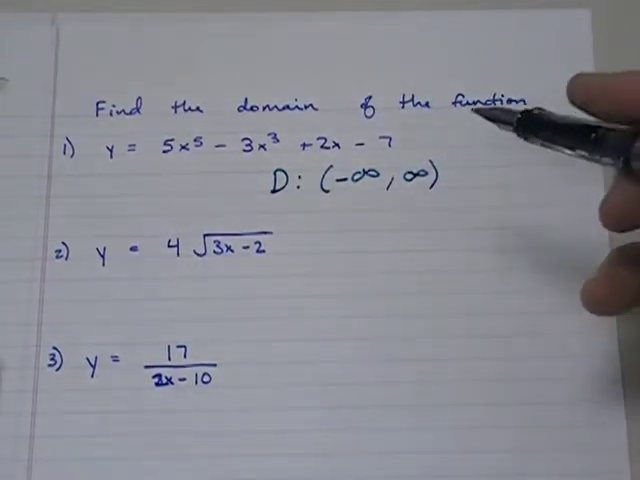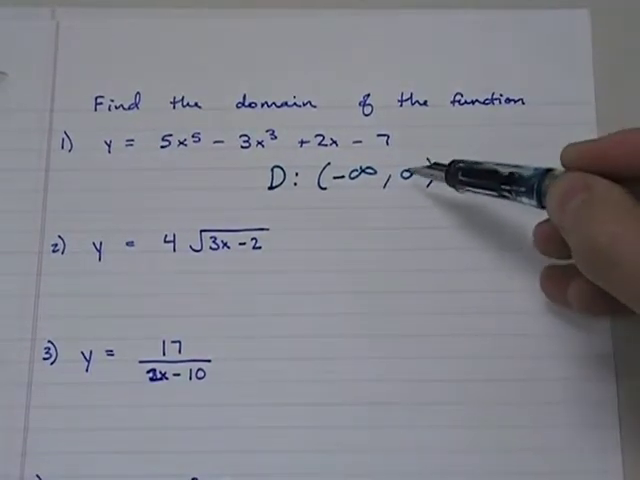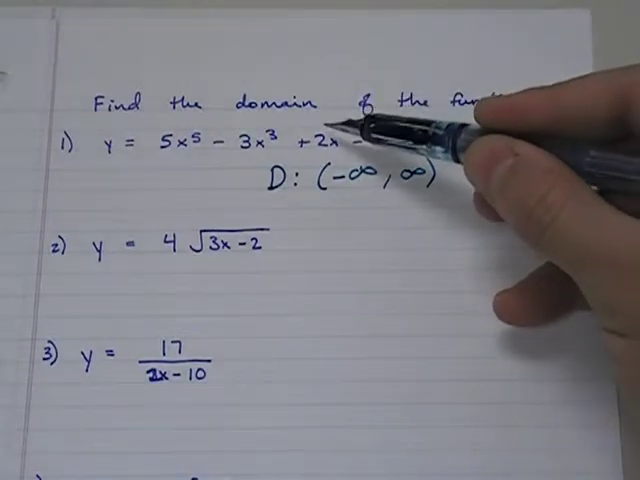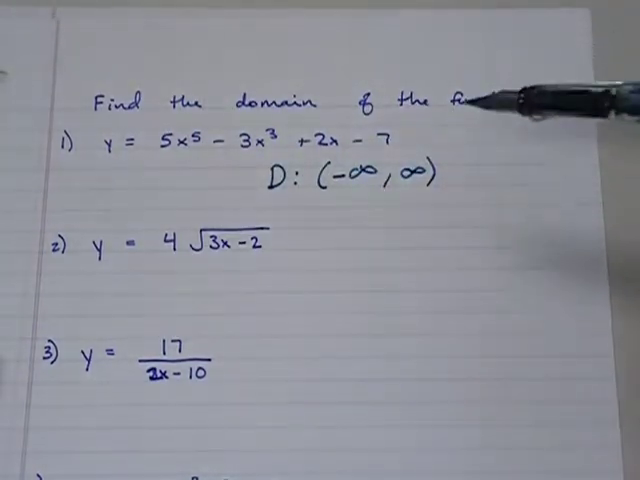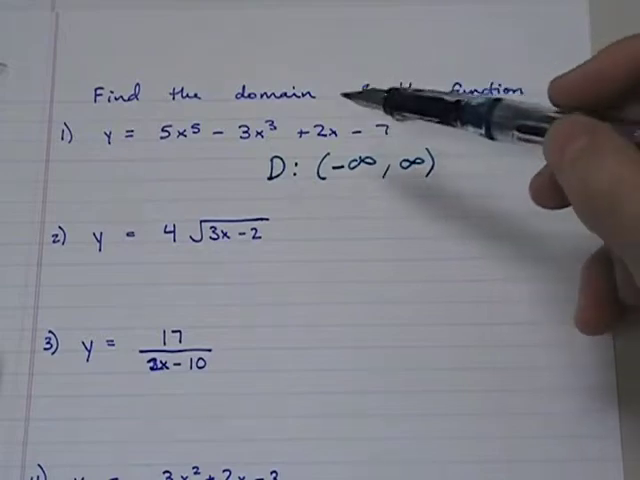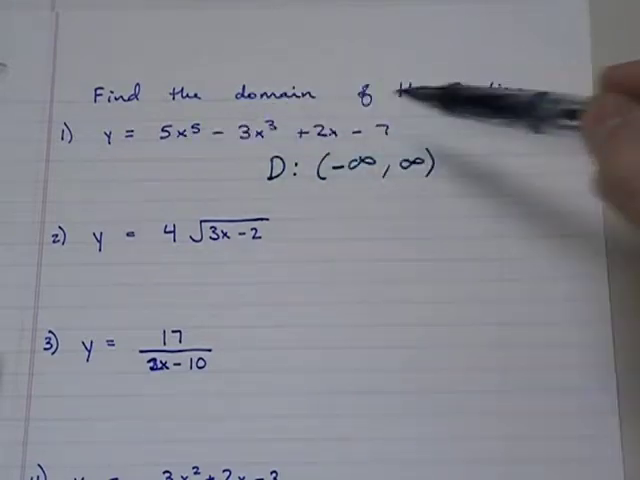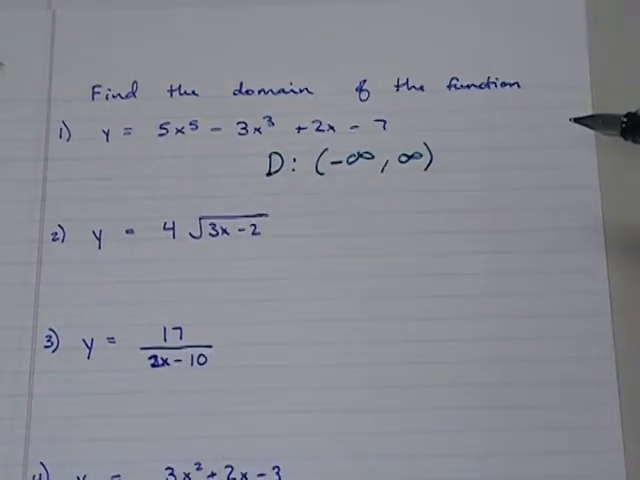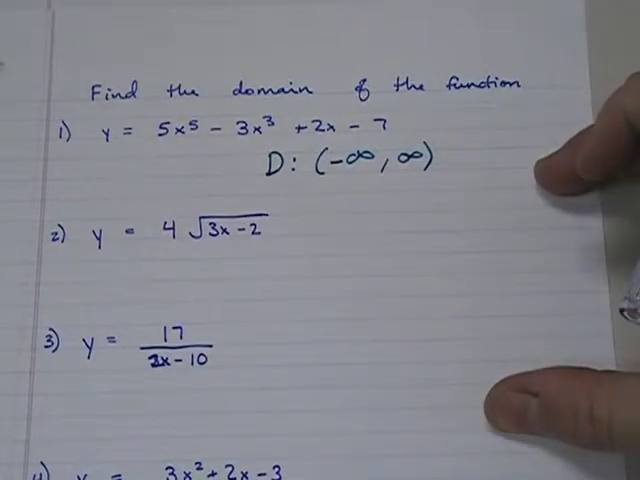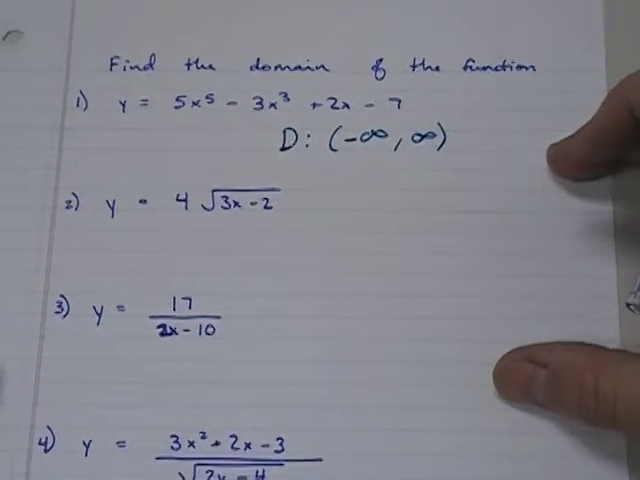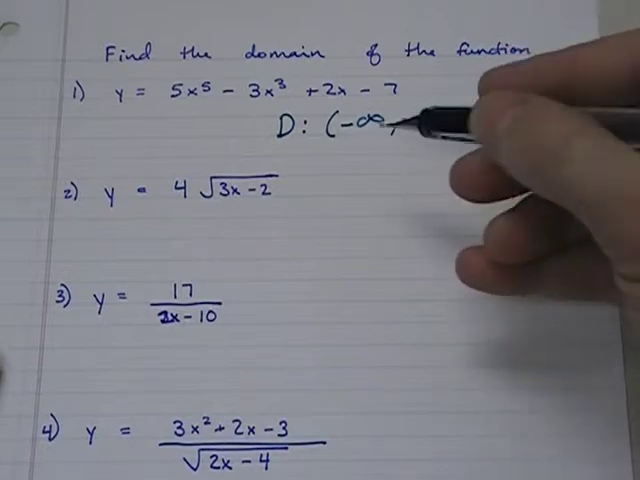And remember, the domain of this function is what numbers you are allowed to plug in for your x values. And there's nothing that says you can't plug in anything you want for these x values. Now with the next two examples, let me demonstrate some actual domain restrictions. So we have y equals 4 times the square root of 3x minus 2.